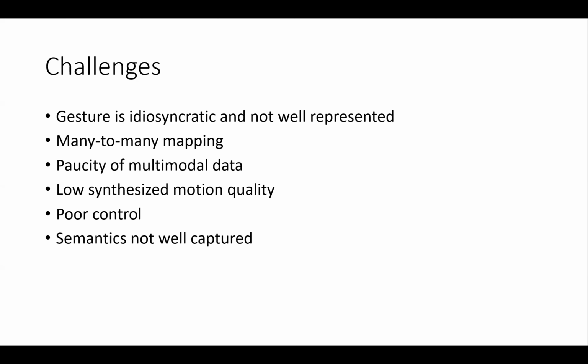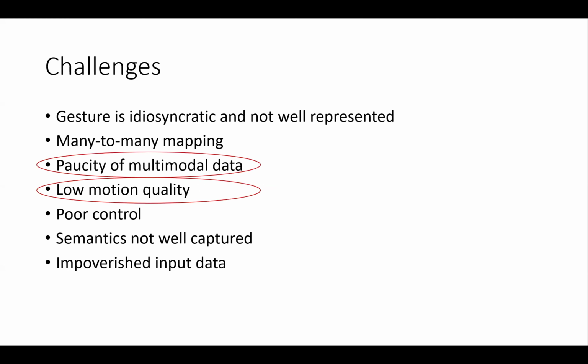One of the biggest challenges is that what I showed you at the beginning were examples of gesture that had really rich semantics. There was clear meaning in what was going on. Even if I didn't have the audio, you could read a lot of information in that. We're not very good at capturing semantics well in our synthesis systems. And our input data, if all we're using is audio and text, is quite impoverished compared to the full context that we deal with when we're interacting with people.